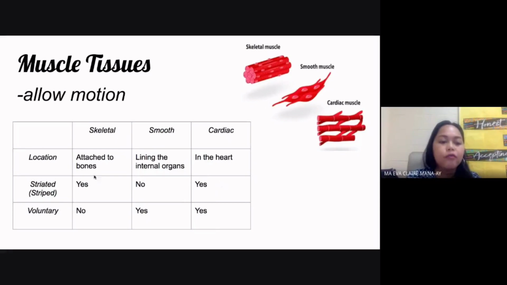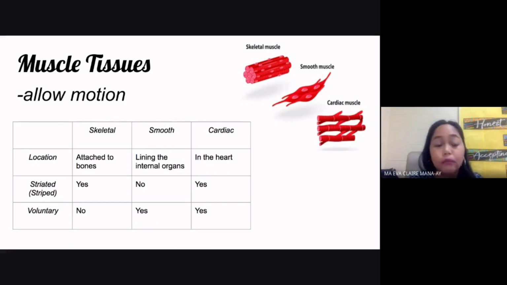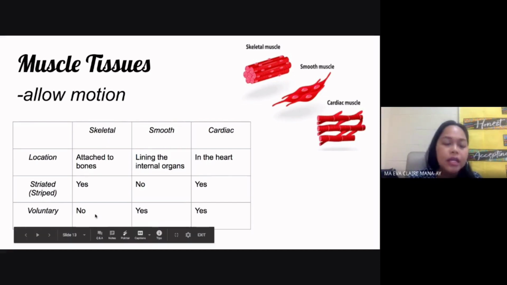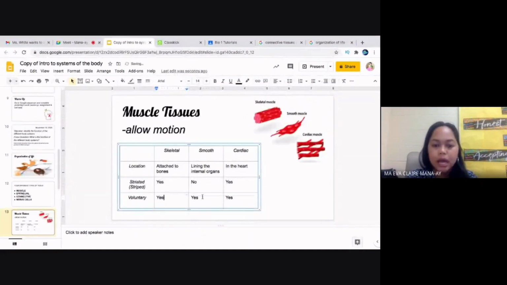Now, whether they are voluntary or not: when you say voluntary, you need to control them for them to work, okay? But when you say involuntary, then you don't really need to control them for them to work. Now, the only one that's voluntary here, I have a mistake here. Let me just go back and correct this. So this should be yes. This should be no and no.